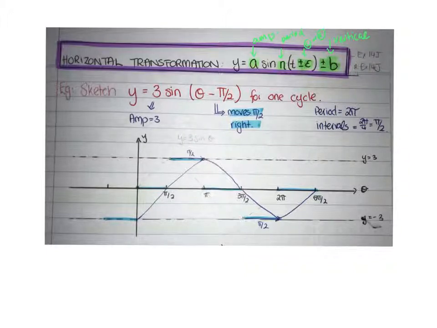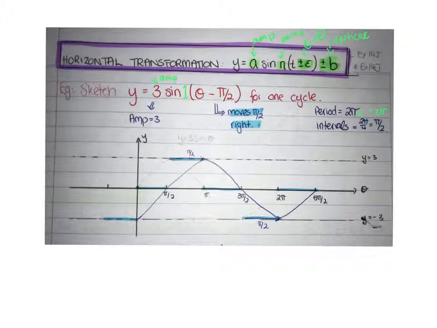So if you have a look, that 3 is the amplitude. And there's a 1 here, so the period was 2 pi over 1, which is why we got 2 pi. And we found the intervals by dividing the period by 4. So the interval is pi on 2 there.